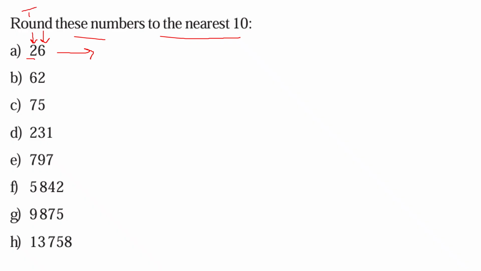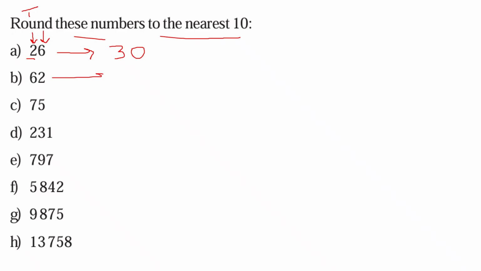Look at the number next to it on the right. If it's 5 or more, you round up. 4 or less, you round down. So 26 here rounds to 30 to the nearest 10 because it's closer to 30 than it is to 20. It's 4 away from 30, but it's 6 away from 20. If that helps you.